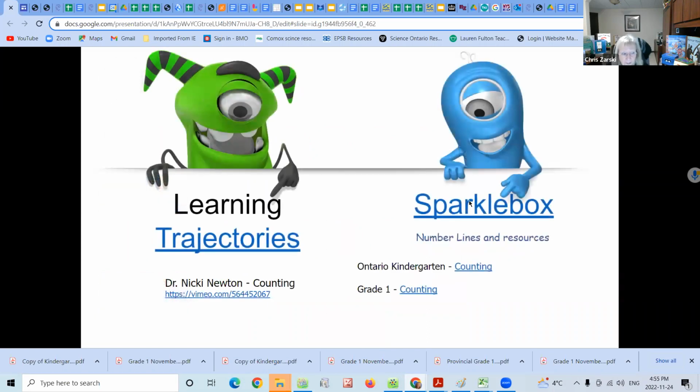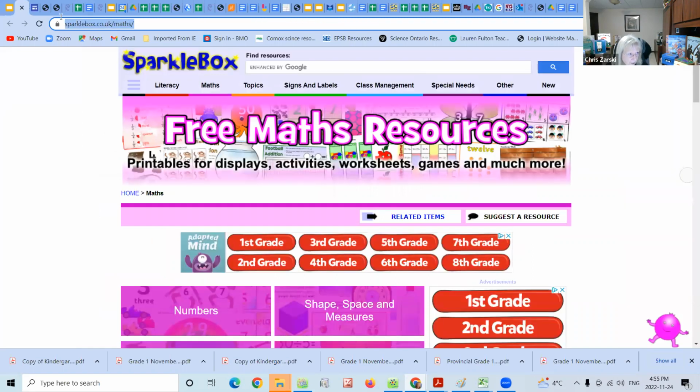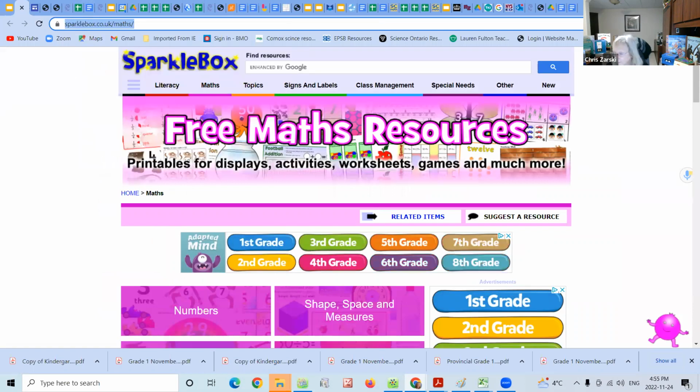So Sparklebox, I'm going to throw this one into the chat box, and then I'll talk about the other ones, and then you'll know what to find in them. I'll put this one in if you want to grab it. This comes from the UK. Everything on here except the money works for Canadian math. So don't use the money ones because obviously that's not Canadian dollars.